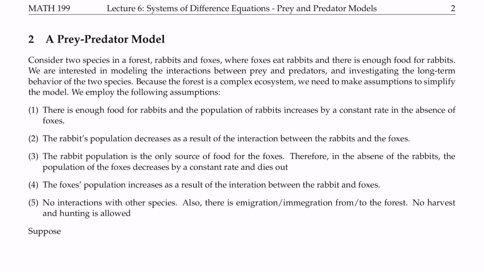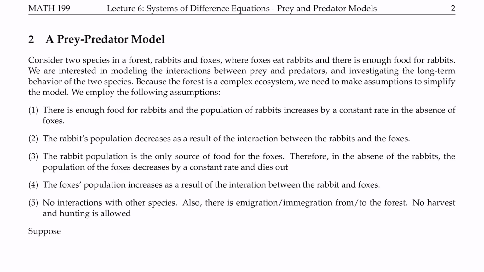So we're going to consider two species in the forest, rabbits and foxes, where foxes eat rabbits and there is enough food for rabbits to survive in the forest. We are interested in modeling the interaction between prey and predator, in this case rabbits and foxes, and investigate the long-term behavior of the two species. Because the forest is a complex ecosystem, we need to make assumptions to simplify the model. So we're going to employ the following assumptions.